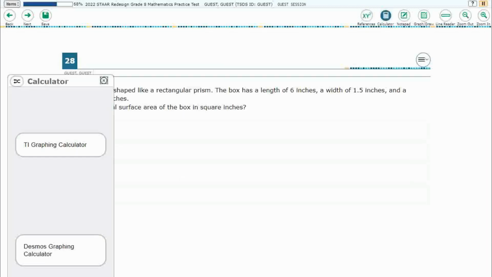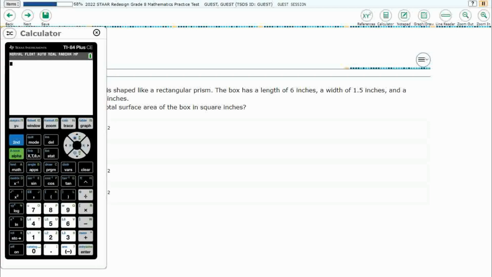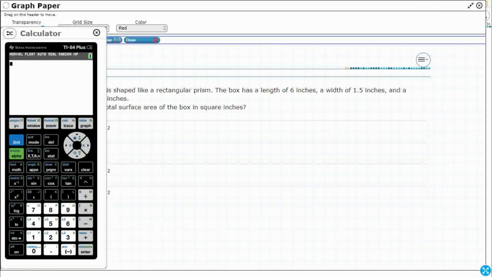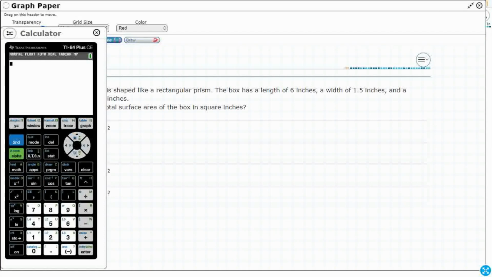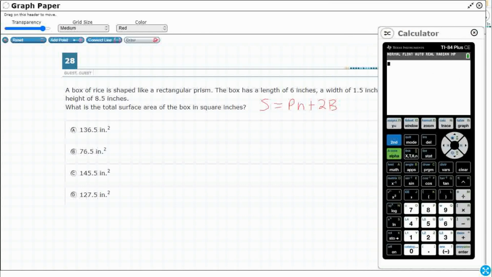So S equals PH plus 2B. Let's open up our calculator just in case we need it here, and let's see if we could draw a picture. So our surface area is going to be PH plus 2B. They don't really define any of that for us, unfortunately, so we are going to have to provide that definition for each of these terms by ourselves.